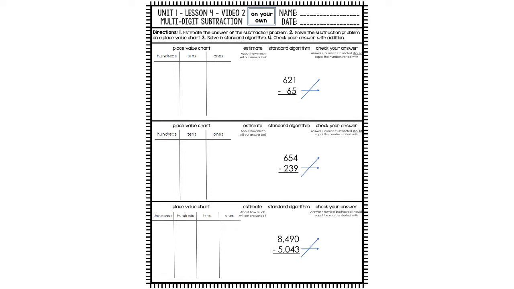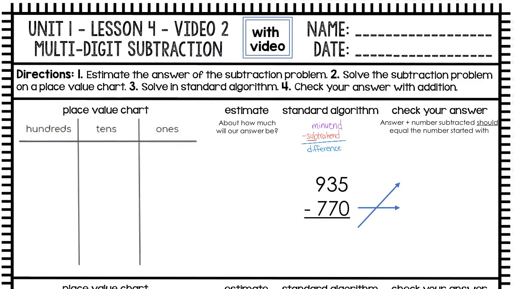Remember, you are expected to estimate first, then use a place value chart, then standard algorithm, and then check your answer. Alright, let's begin. This is again video 2, and we are on the with video side. Just a refresher, our top number is called the minuend. The bottom number is called the subtrahend, because sub means below. That's what we're taking away.